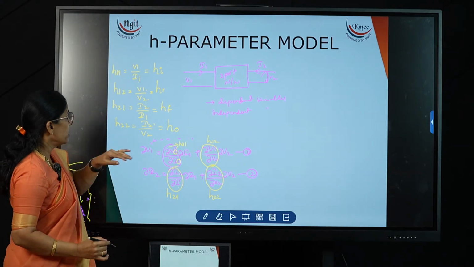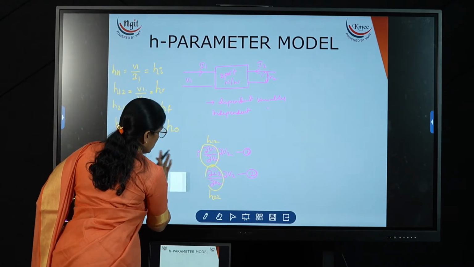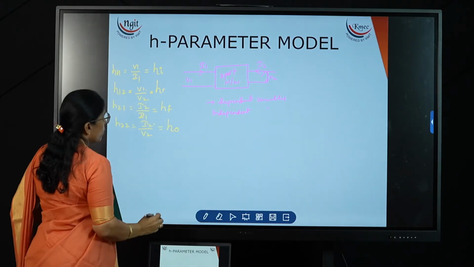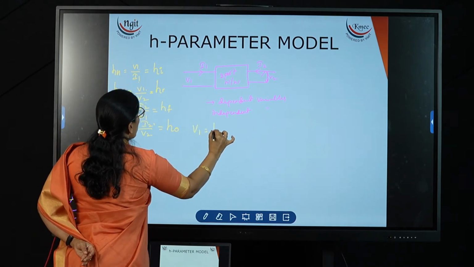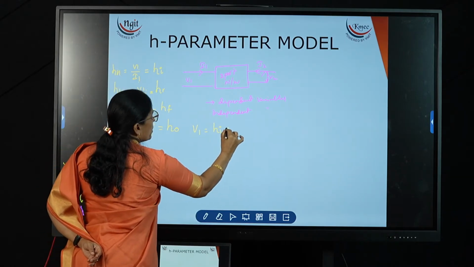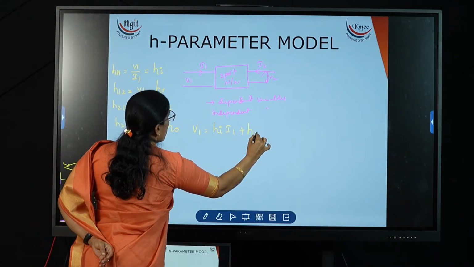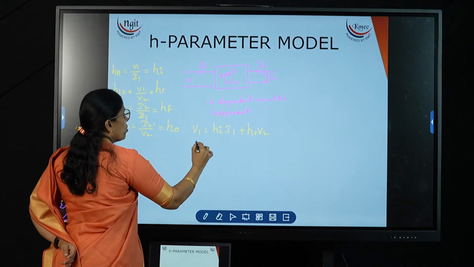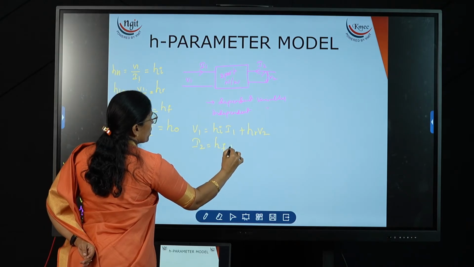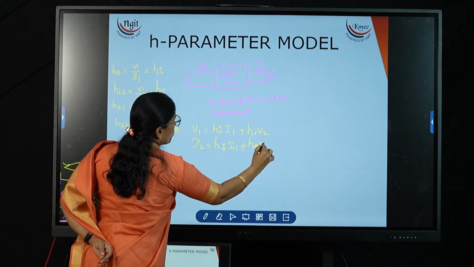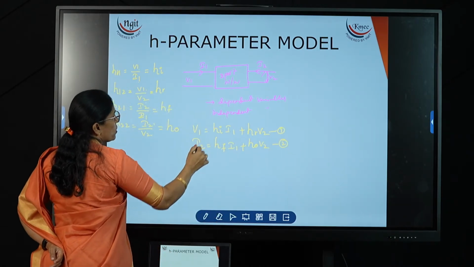So now, I will draw the diagram for this. If I write the same expression, V1 is equal to HI times the input current I1, plus HR times the output voltage. Similarly, I2 is equal to HF times the input current plus HO times the output voltage. Now these are the two expressions for the transistor two-port network.